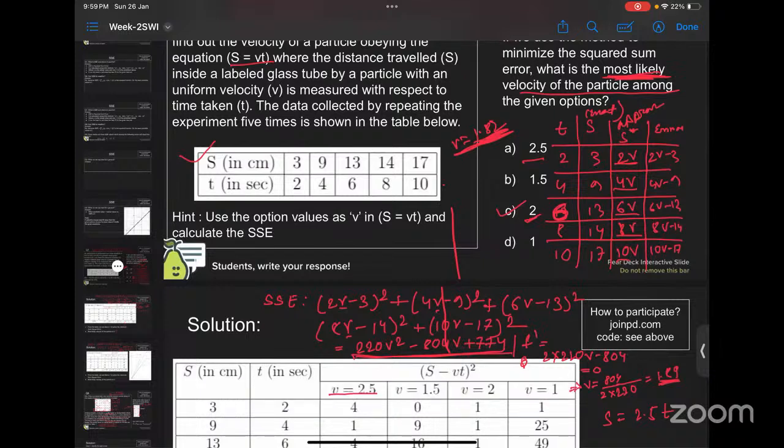Ma'am, I didn't get this vertex method. Can you tell me? How are you solving that, through derivative?